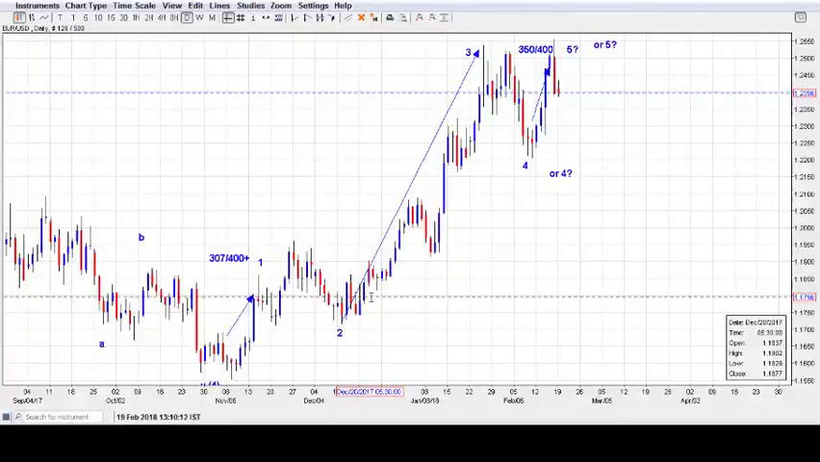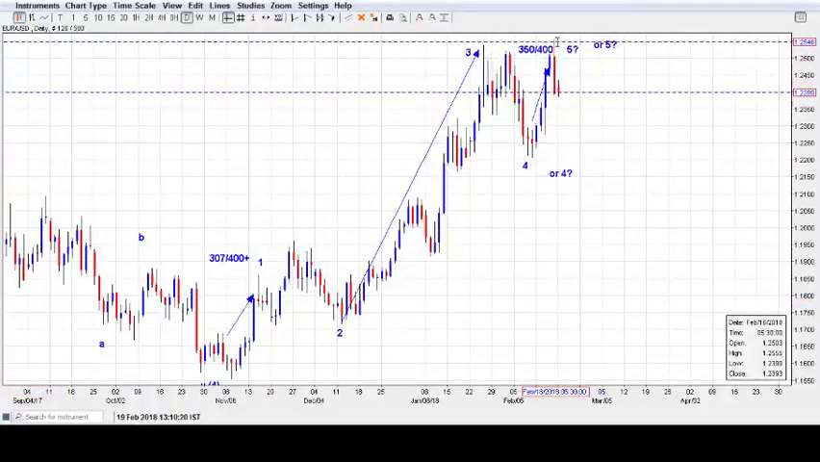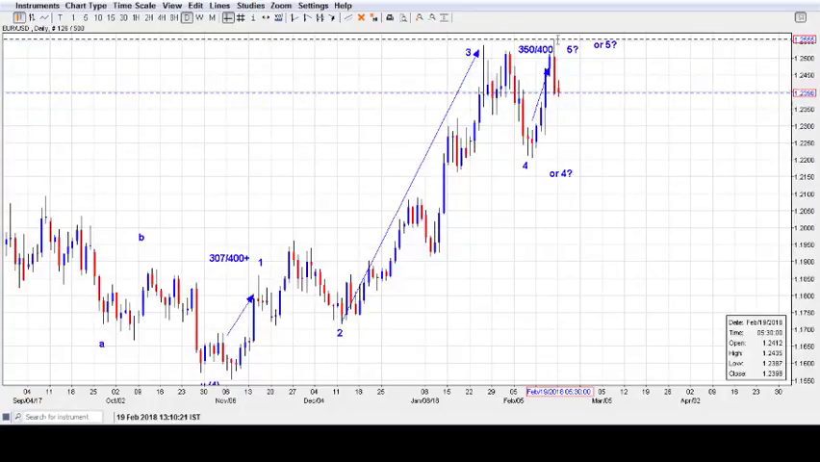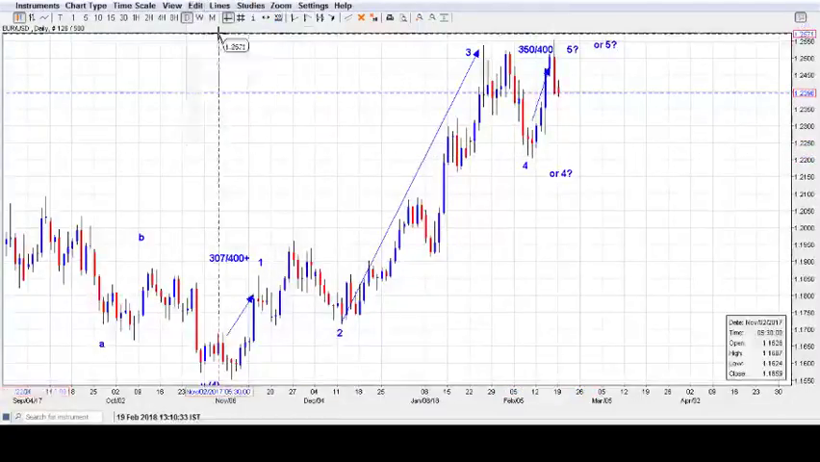All right, so if the termination is already done, then we are not going to witness any other high above the 2555 mark. But for that, we will want to watch out for further proof, and that would be a break below 2205.